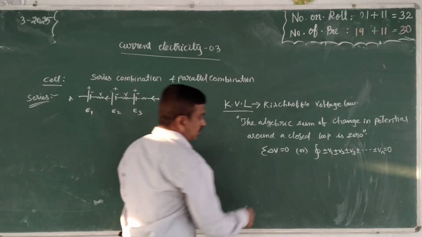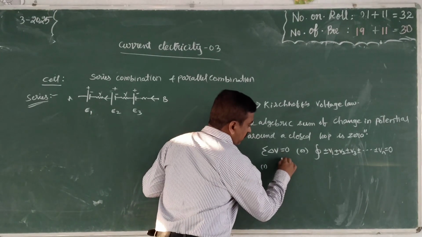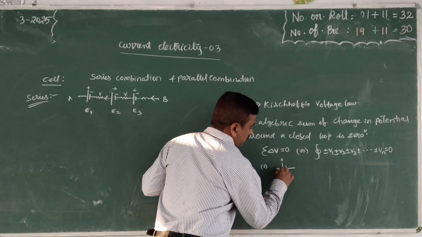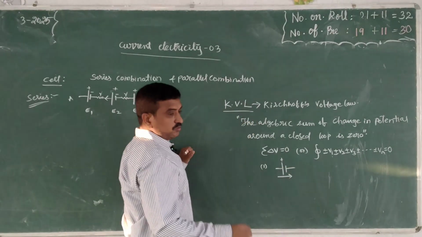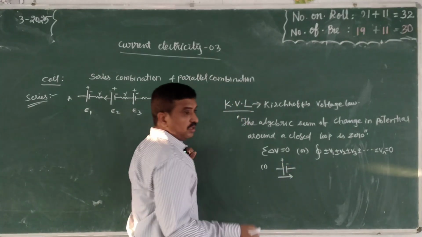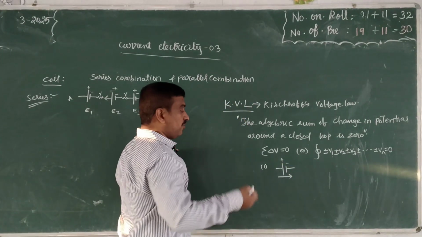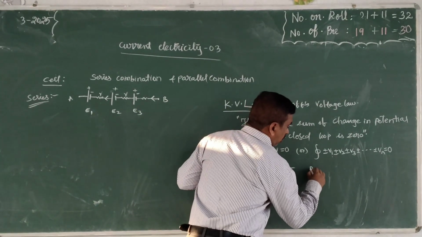In this one, there are some rules. First, this is the positive terminal of the cell and this is the negative terminal of the cell. See here, this is the direction of the loop. The loop is moving from higher potential to lower potential. Plus means higher potential, minus means lower potential. When moving from higher potential to lower potential, there is a potential drop.